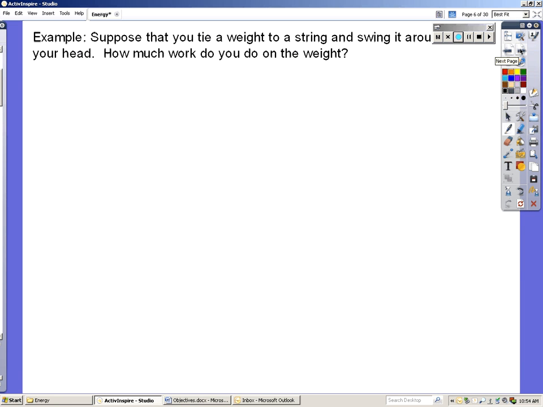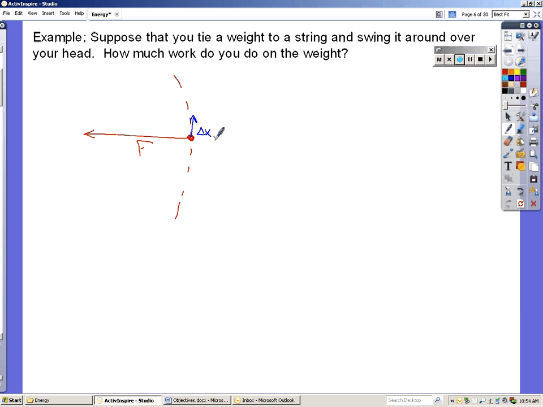So last slide for today. Let's say you tie a weight to a string and you swing it around over your head. We did a lab like this last year. The question is, how much work are you doing on the weight? To answer that question, let's draw a picture. You know that if it's moving in a circle, the force that you exert on it points to the center of the circle. Also, that's the direction the string goes. And at any given time, the displacement is perpendicular to the force. That means you do no work.